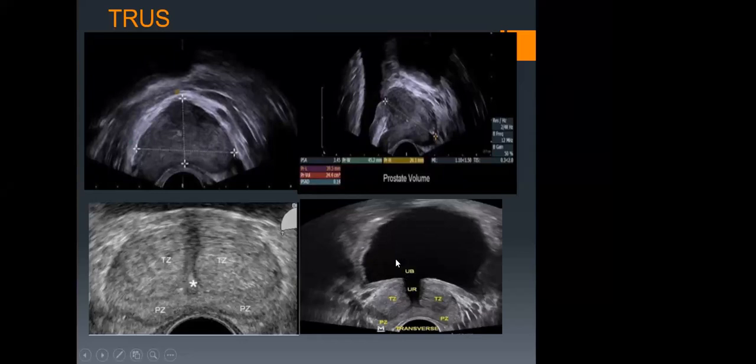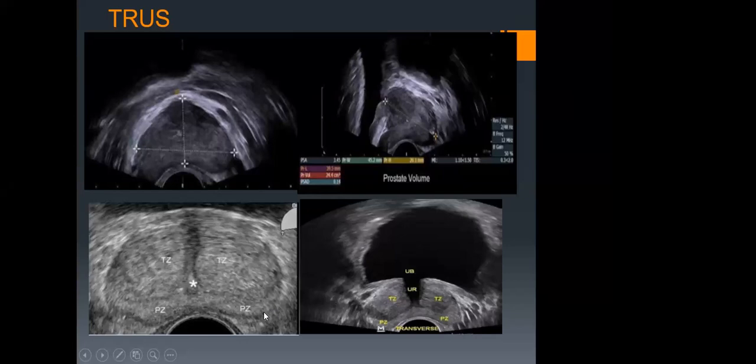Now, when you have a partially filled bladder here, you're able to see the urethra and how the urine is getting into the urethra. That is part of our transitional zone. And you can see the peripheral zone down there. And then look at the capsule. Look at the capsule, very smooth. Even here, you look at the capsule, it's smooth all throughout.